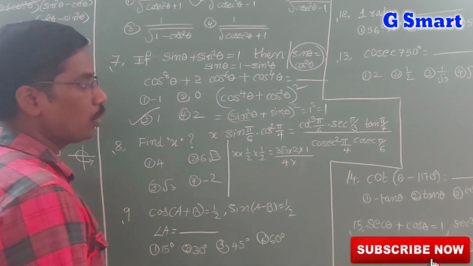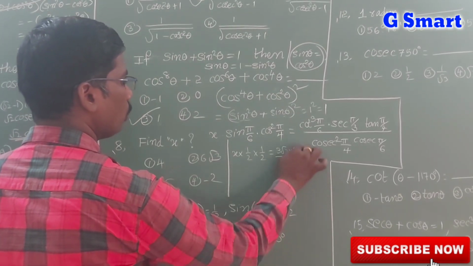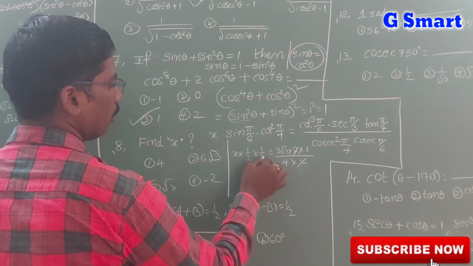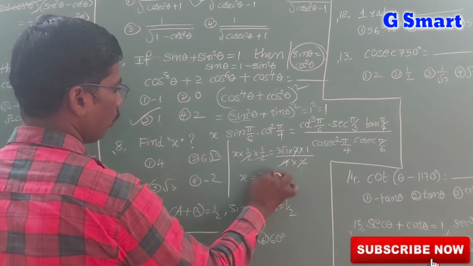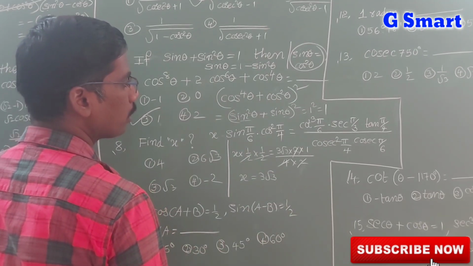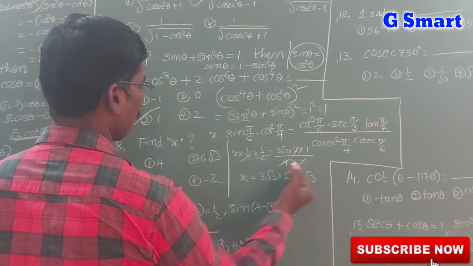Next cosecant 30 degrees. Cosecant 30 is 2. 2 cancel, and 2 ones are 4 cancel, then x is equal to 3 root 3 into 2, so that means 6 root 3. 6 root 3 is the answer.